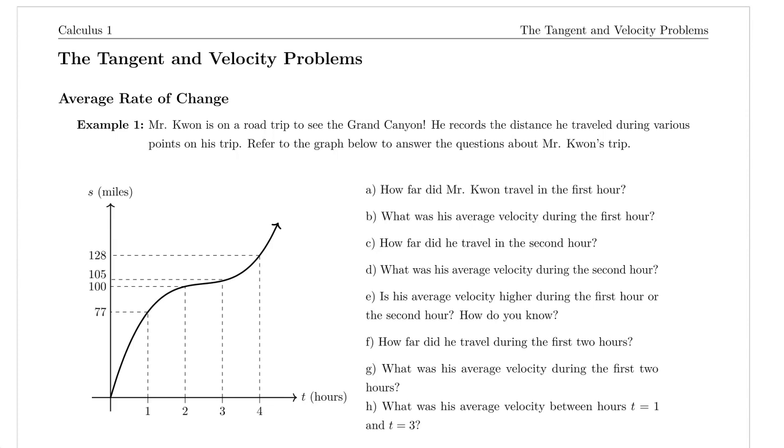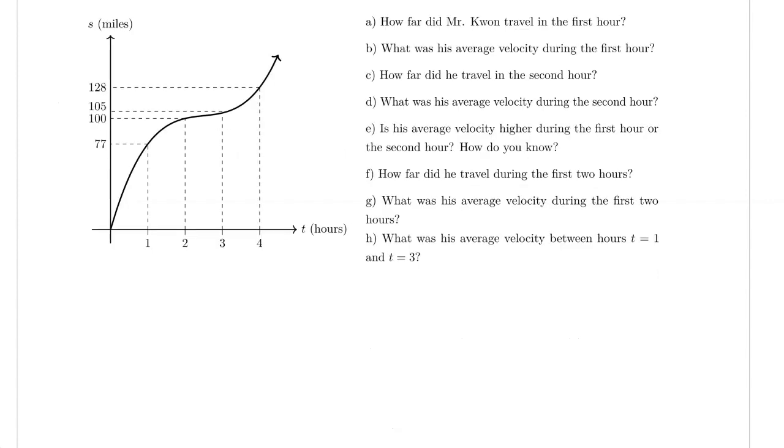Kwon's trip. So here we have our horizontal axis is using the variable t to measure time in hours, and then our vertical axis is using the variable s to represent position or distance in miles. Part A says, how far did Mr. Kwon travel in the first hour? And here this represents the first hour, and so we would look at this ordered pair here, and to answer our question it would be 77, and then make sure that you include the units. In this case it is miles because we are measuring a distance.